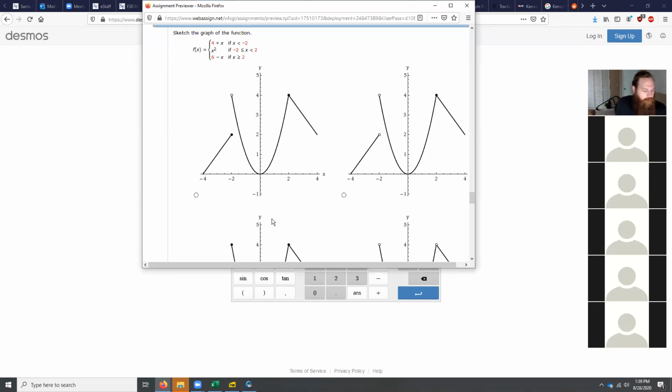So here, f of x is 4 plus x if x is less than -2. It is x squared if -2 is less than or equal to x is less than 2. And it behaves like 6 minus x if x is greater than or equal to 2.